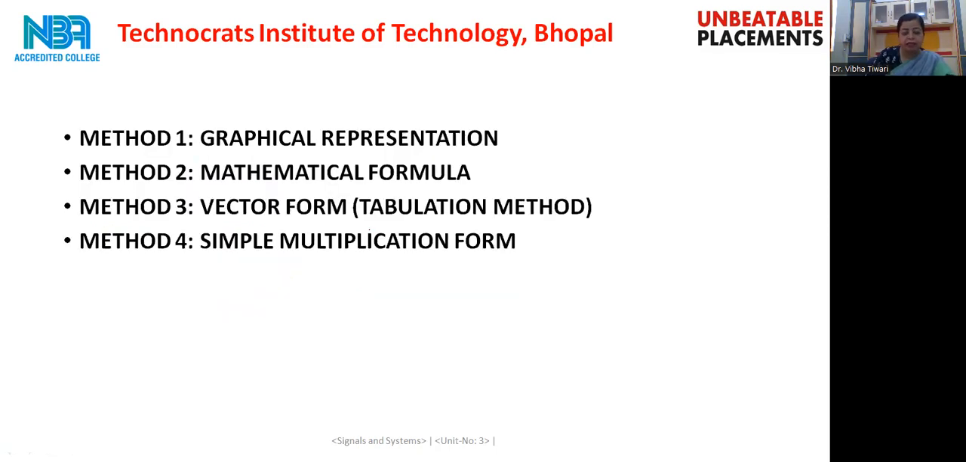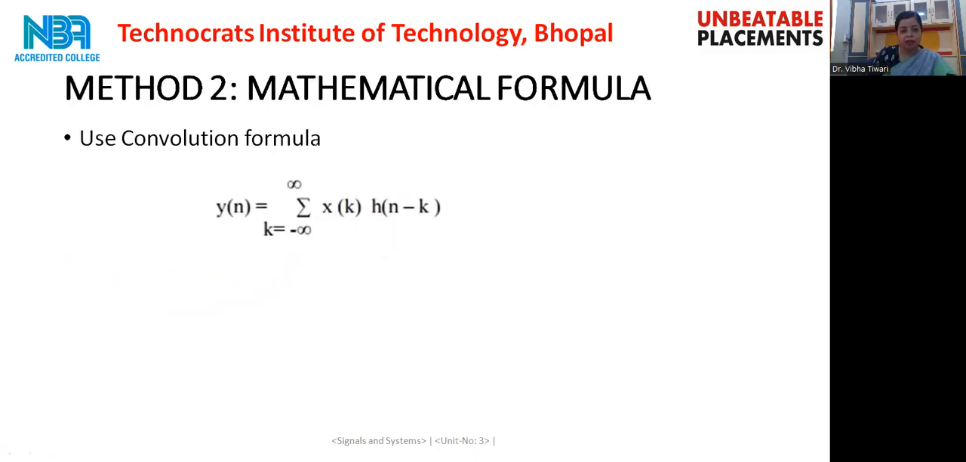There are a number of methods used for performing this convolution. Among them, one is graphical representation, second is the mathematical formula, third is the vector form or tabulation method that we studied in the previous class, and the last one is the simple multiplication form. Today we are going to start with method number 2, that is, using the mathematical formula.